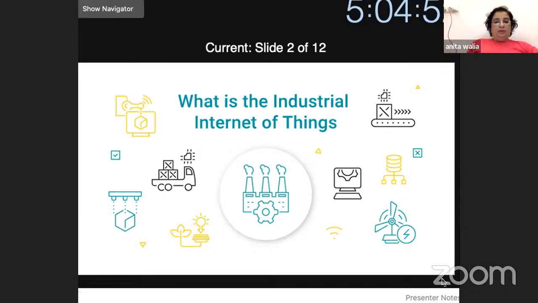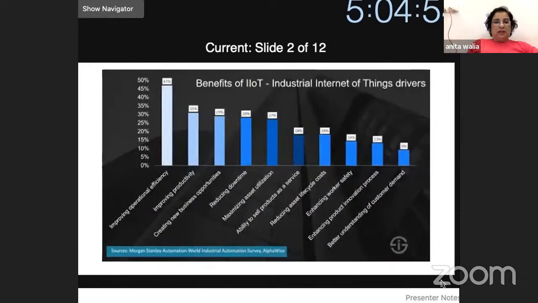Okay. Now we will look at certain more statistics. If you see how industrial Internet of Things is becoming a huge success, and what the benefits of that are, the benefit is that it is improving operational efficiency. Your production time has come down, your quality has improved, you are improving your productivity, it is creating new business opportunities.